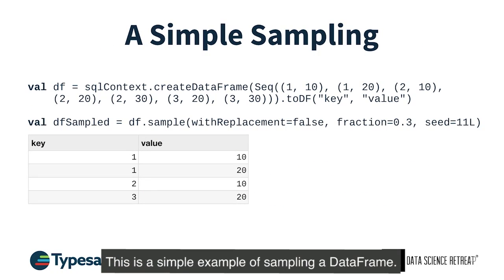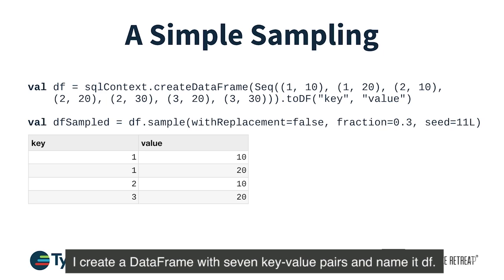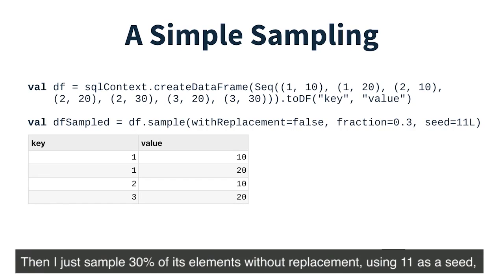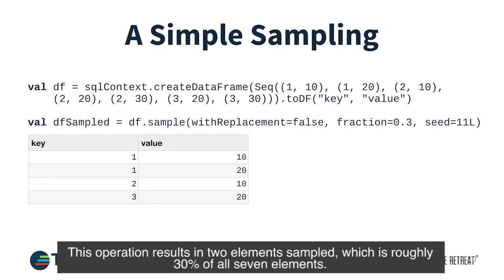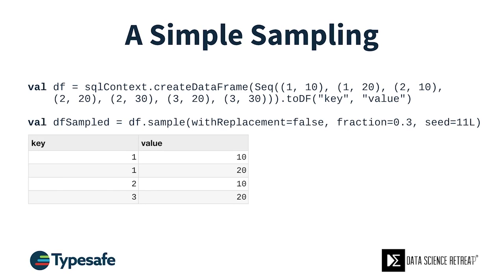This is a simple example of sampling a data frame. I create a data frame with 7 key value pairs and name it DF. Then I just sample 30% of its elements without replacement, using 11 as a seed and assigning it to another data frame named DF sampled. This operation results in 2 elements sampled, which is roughly 30% of all 7 elements.